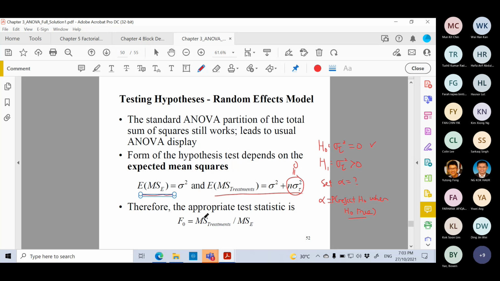So they come from the expected mean squares. But here, because we only study the single factor, maybe you cannot see any difference. The formula will be similar to the fixed effect model. But when you have many factors, then you can see there is a difference.